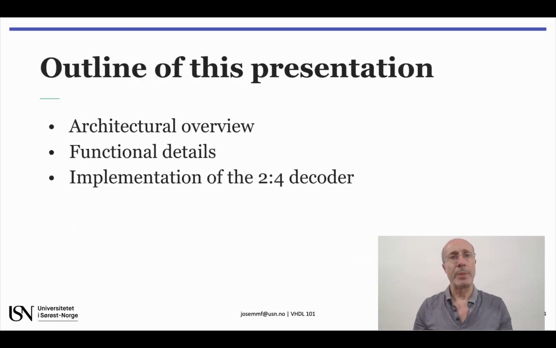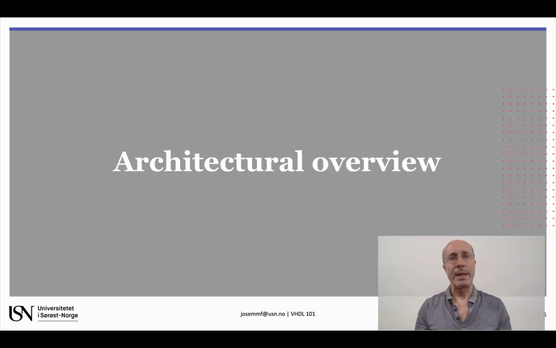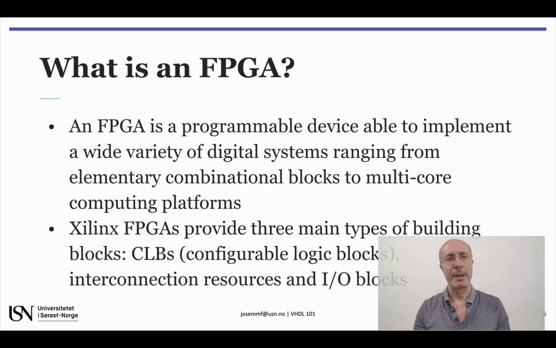and what FPGA resources will be required to implement the 2 to 4 decoder circuit. We will present an overview of the FPGA architecture, followed by further functional details, and to close we will look into the resources used by Vivado to implement the 2 to 4 decoder in the Artix 7 FPGA that equips the Basys 3 board. So let's start with the architectural overview of an FPGA.